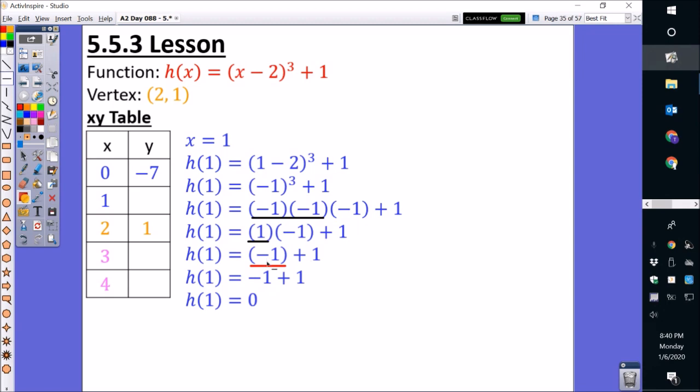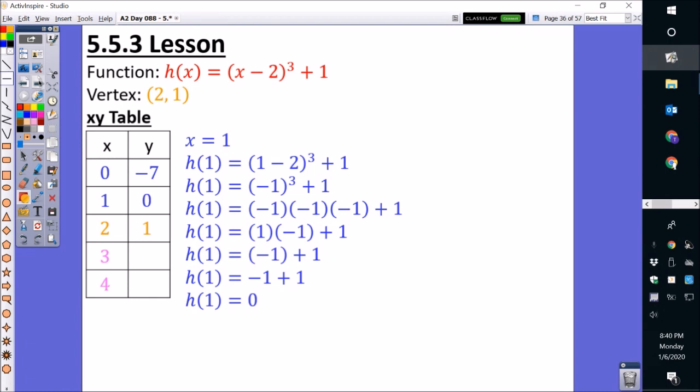Again, the reason I kept it in parentheses is in case I have something to distribute from the outside. In this case, I don't have to, so I let go of the parentheses, bring down the negative 1, bring down the plus 1. Combine these two numbers, and it will come out as 0. So this is going to be the y value for when x equals 1.